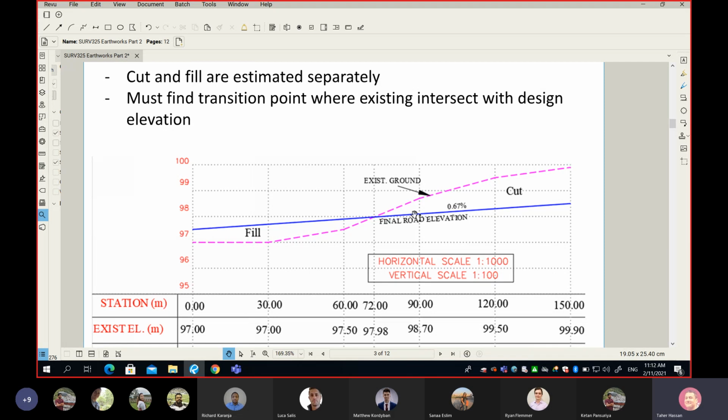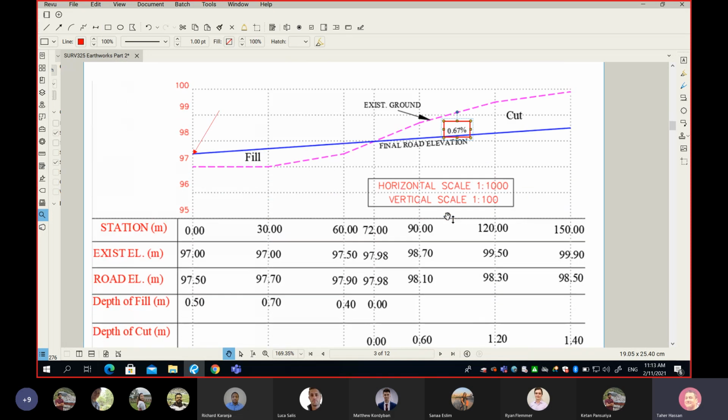My magenta line is my existing ground. My blue line is my design elevation. Remember, my road starts here at 97.5 and it goes up by a slope of 0.67%. Look at the table.